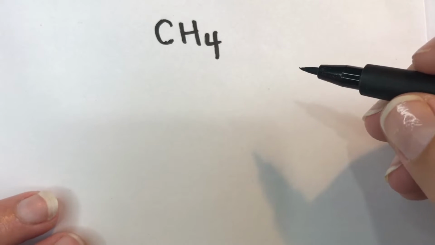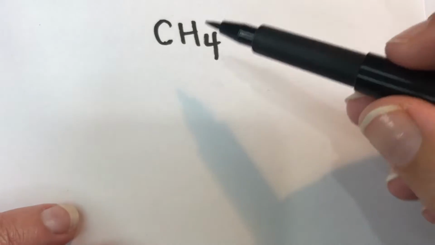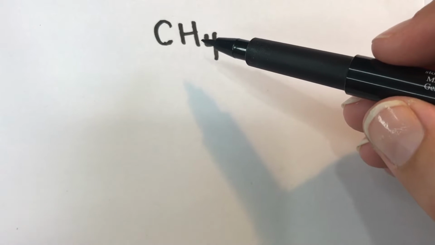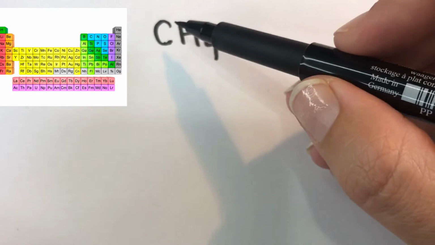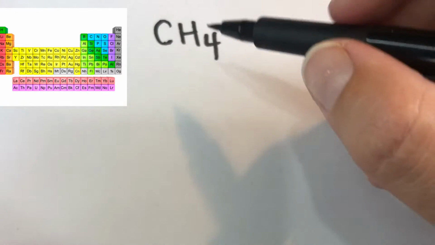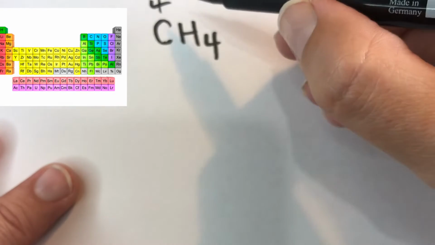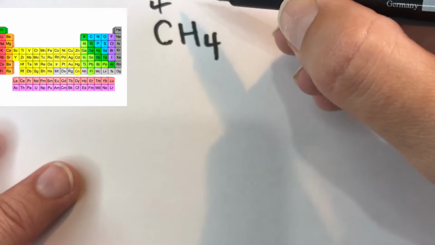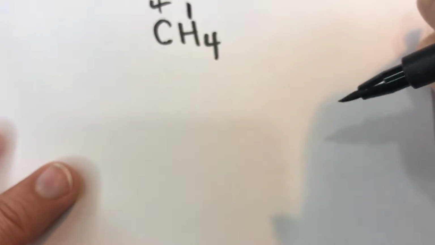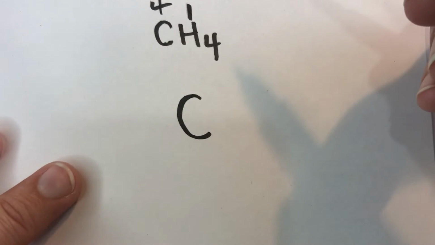So our first Lewis structure is for methane, or CH4. So we need to work out whether the carbon or the hydrogen needs the most amount of electrons to be stable. So carbon is in group 14 on the periodic table, which means that it needs 4 more electrons, whereas hydrogen is in group 1, which means that it only needs 1 more electron. Carbon needs more electrons to be stable, so we put carbon in the centre of our Lewis diagram.